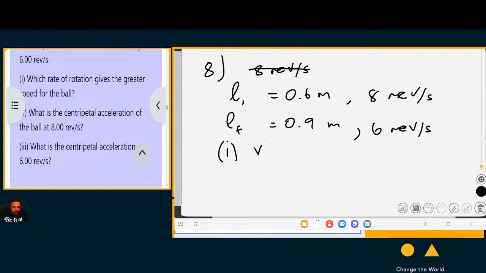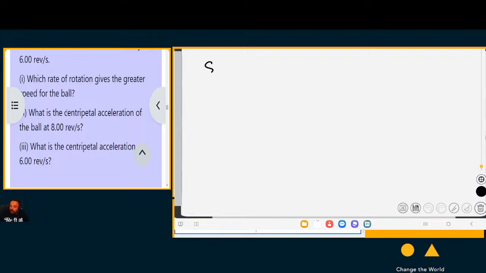Speed is equal to, can anyone tell me what is speed? Let me just go back to first principles. What is speed? Speed is equal to distance divided by time. Speed is distance by time.